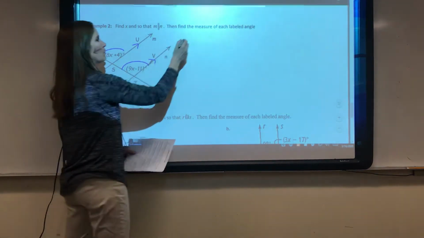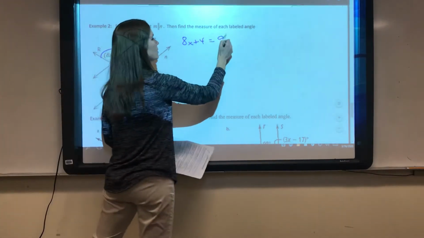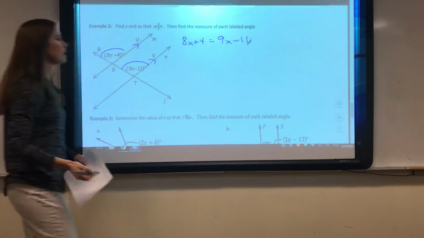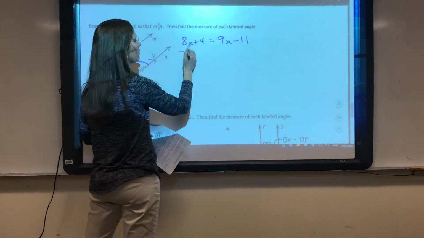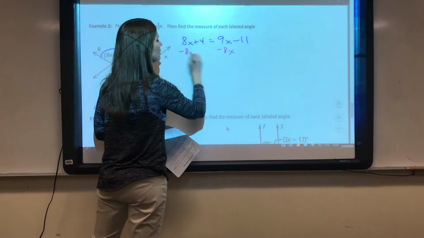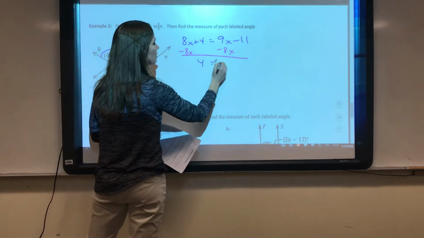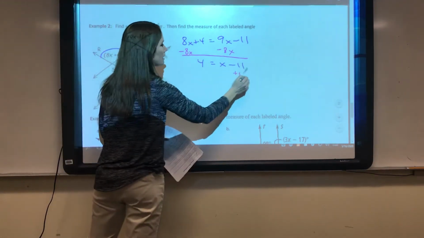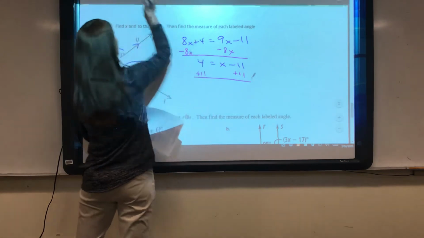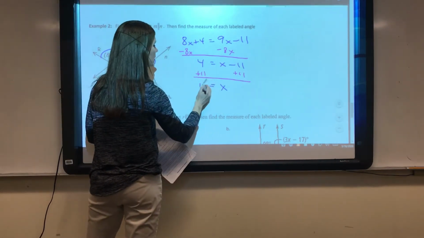So I know that I would need to set them equal to each other. And if I go ahead and set those equal to each other, I can solve for x and find out, again, the x value. Add 11 to both sides. We end up with x is equal to 15.